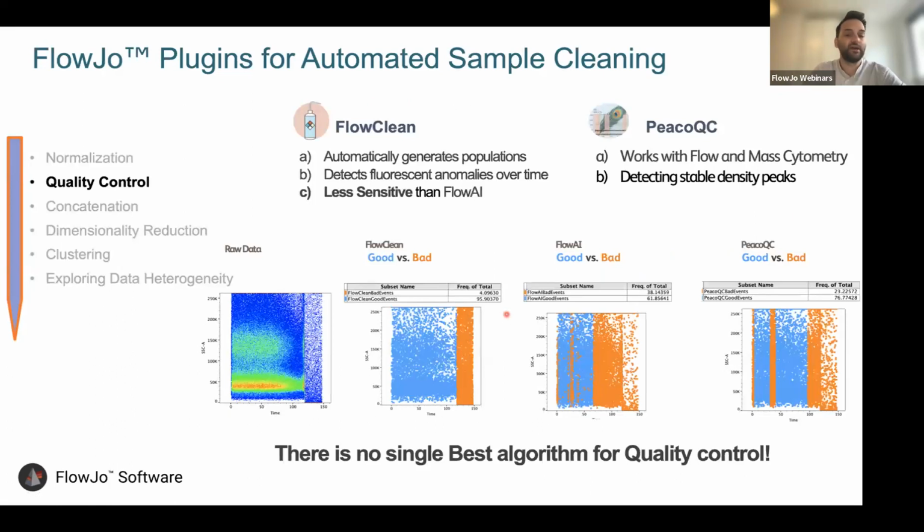However, there are different plugins for sample cleaning. There is also Flow Clean. Flow Clean does the same thing, automatically generating populations, but it only performs one statistical test, which is fluorescent anomalies over time. So you can already imagine that Flow Clean is a bit less sensitive than Flow AI, because we have 1/3 of the statistical tests. And then we have the latest plugin, which is Peacock.